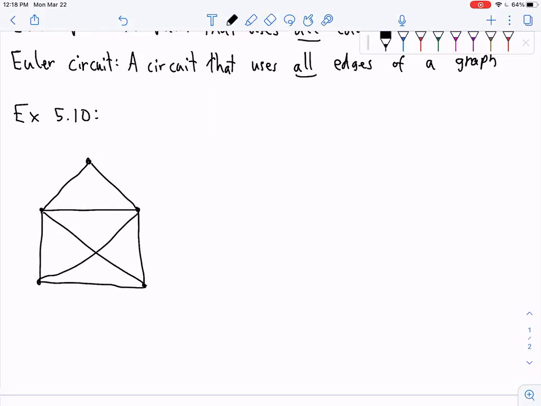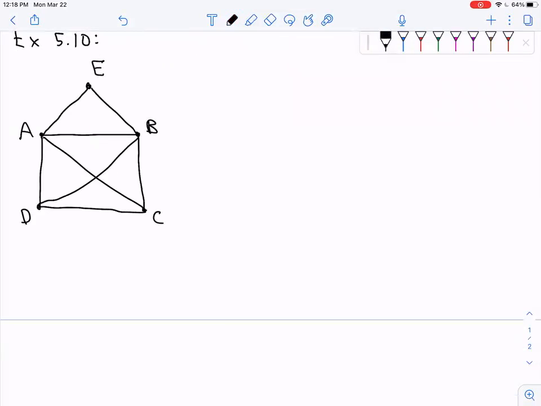Okay, I forgot to label the vertices. So this is A, B, C, D, and E. Okay, so let's start, say, at C. Let's go from C to A. Okay, that's a good way to do this actually. So we're gonna start at C, go to A, then A to B, B to E, E back to A, A goes to D, and then to B, and then we only have 2 edges left. We go to C and we go to D.